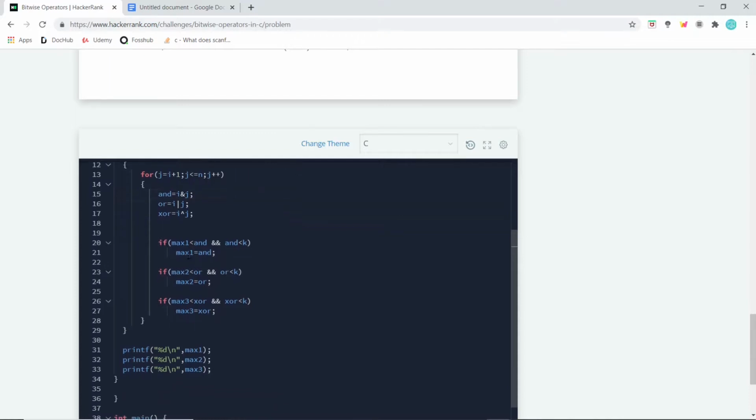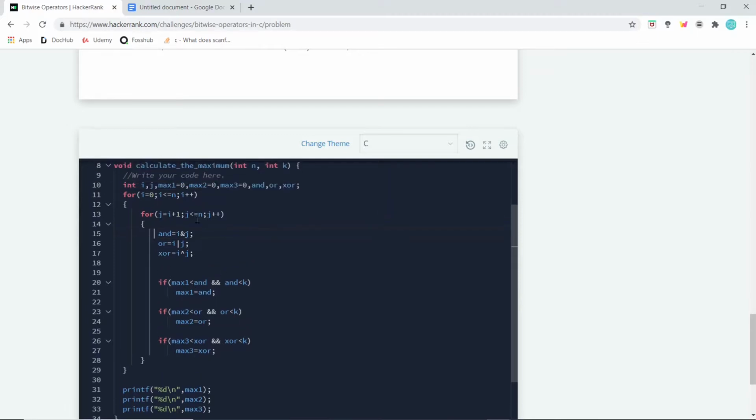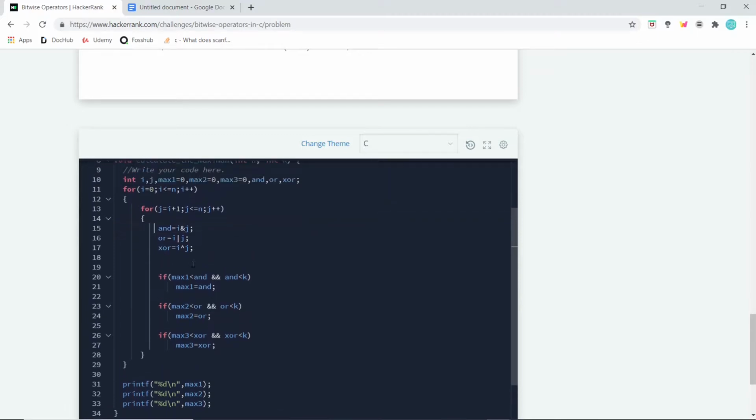These are variable names that we declared here. Now we write 3 if statements to check whether what we are getting is the maximum possible value that we can get. So the first if statement checks two things. The first is whether maximum 1 is less than AND. If the maximum 1 value, which is initialized to 0, is less than AND, the possible value of the AND operator must be greater than maximum 1. So this will be replaced, and we also have one condition with that.